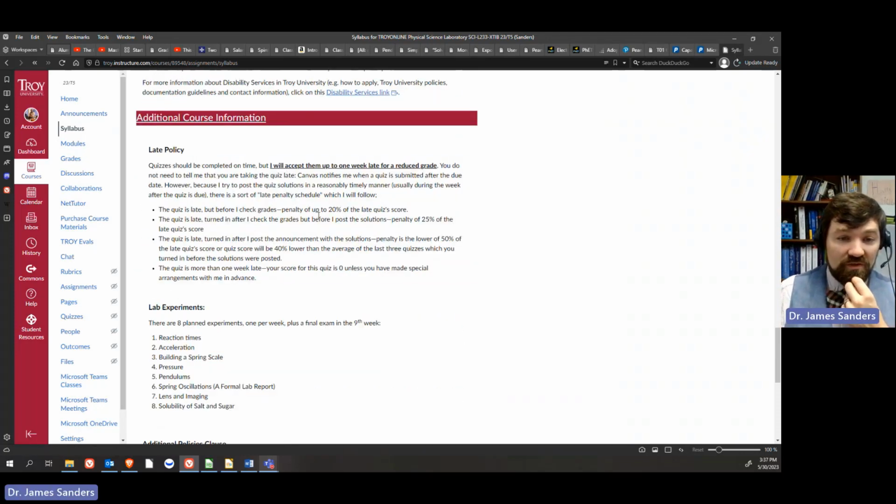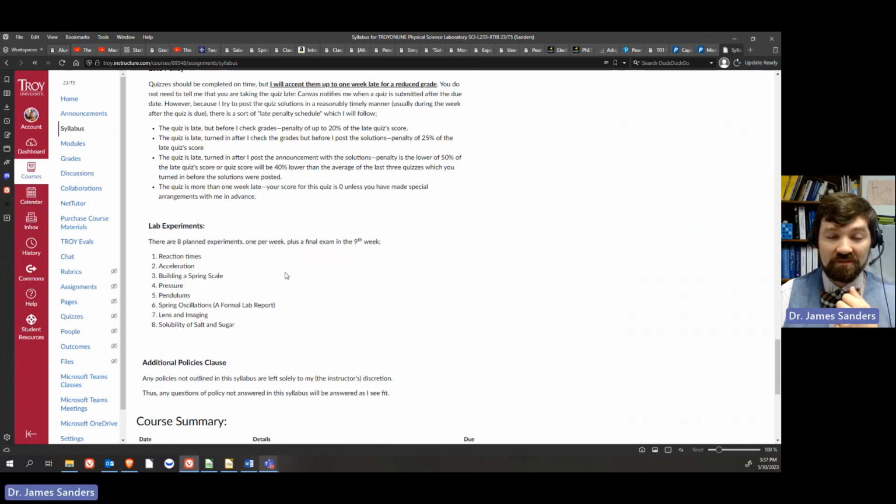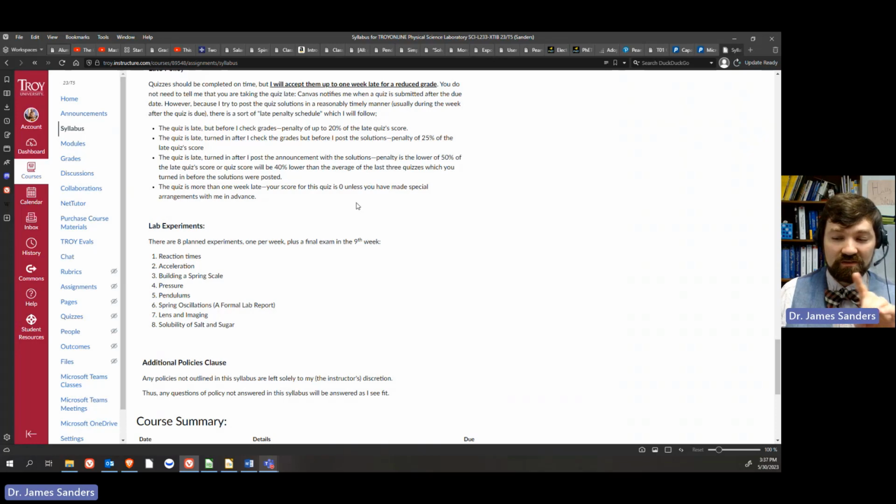Late policy for quizzes. If you turn them in after the due date, but before I've started looking at grades, you lose 20%. If you turn it in after I've looked at grades, but before I've put up solutions, you lose 25%. And then if it's turned in after the solutions are released, then you get a much harsher penalty. You can't turn it in more than a week late. After that, it's just worth 0.